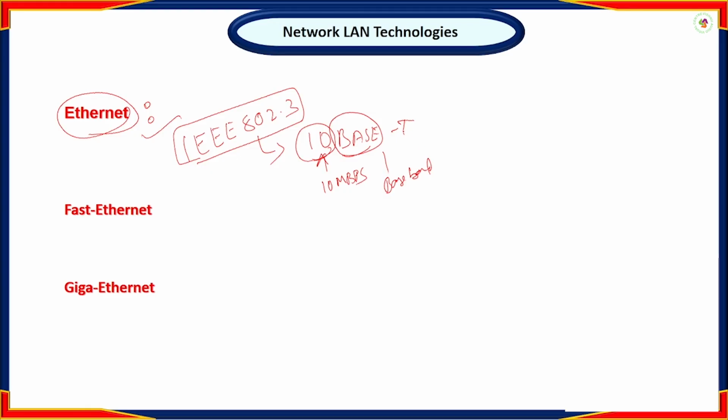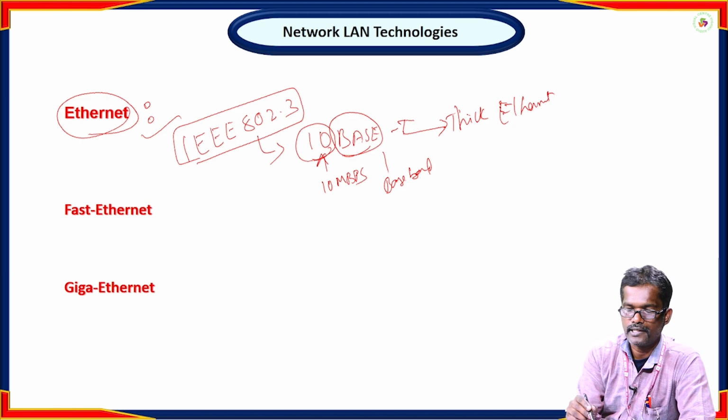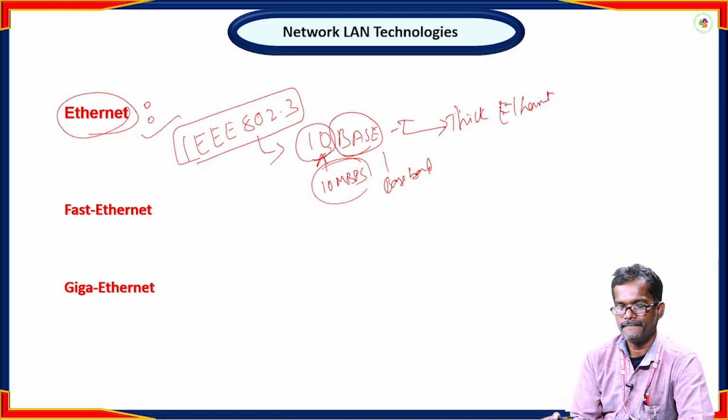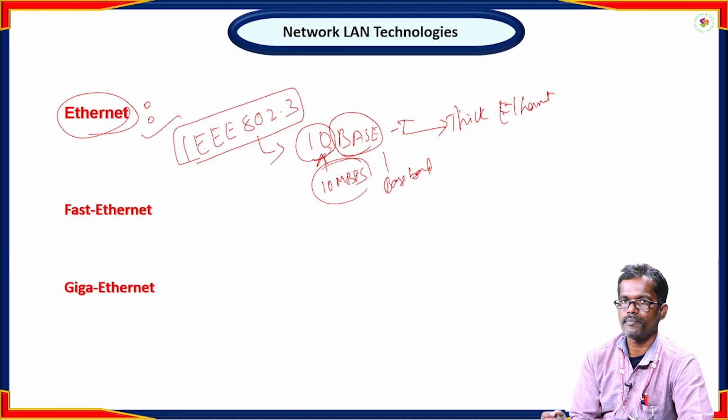And T is the thickness of the Ethernet. Okay, thick Ethernet. This is the main difference with respect to Fast Ethernet and Giga Ethernet. For Ethernet, it is 10BaseT. 10 is the maximum speed of that particular network if we use normal Ethernet.